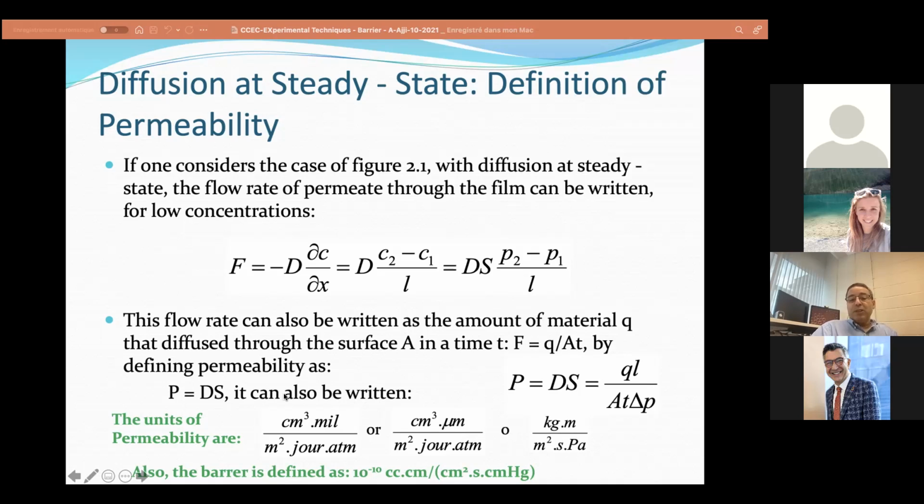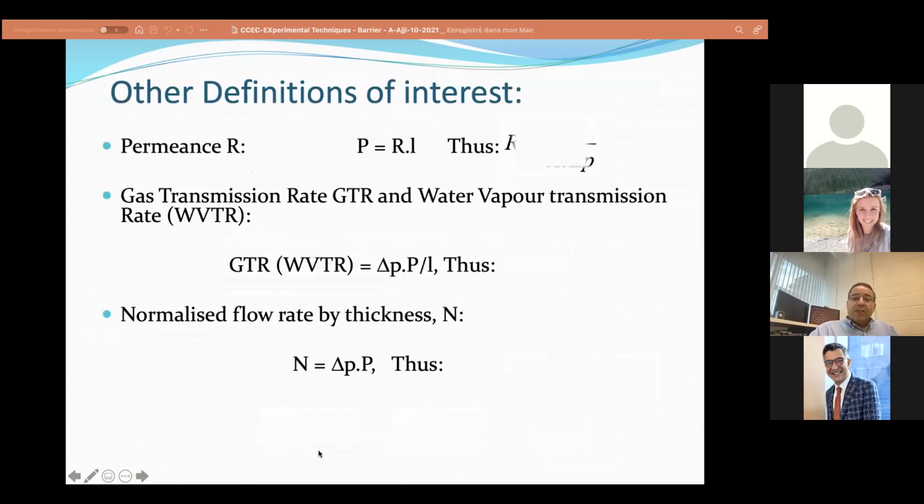The one that is mostly used in packaging is cubic centimeters multiplied by mil, where a mil is 25 microns, divided by square meters, day, atmosphere. Or sometimes, instead of mil, we use micron. But cubic centimeters mil per square meter day atmosphere is the one that is mostly used in packaging.